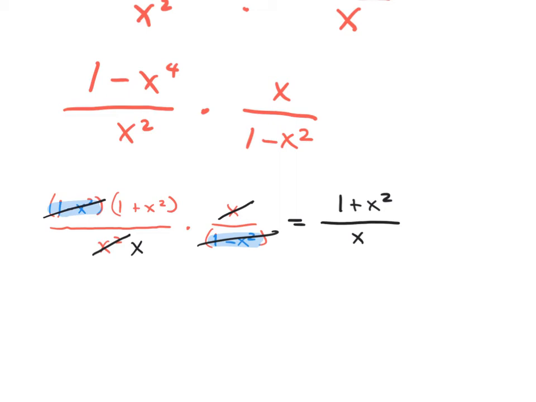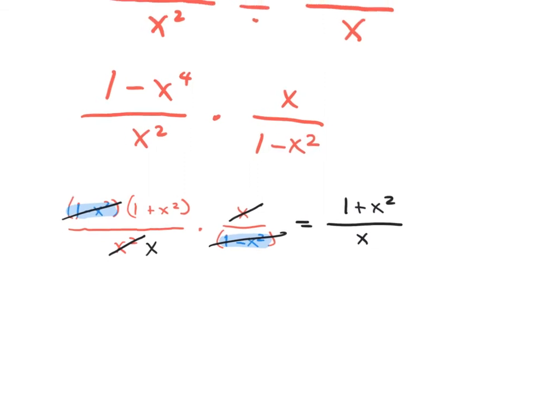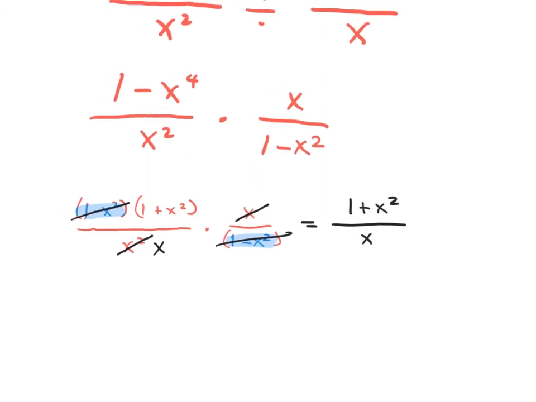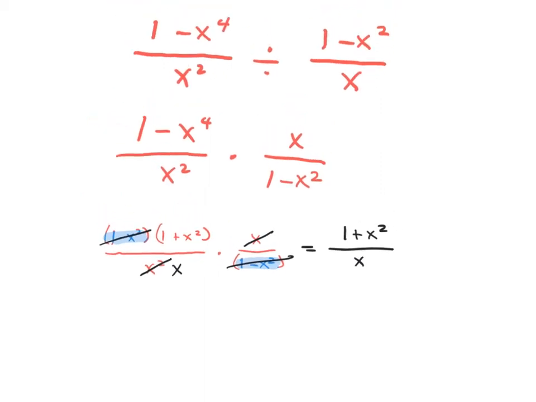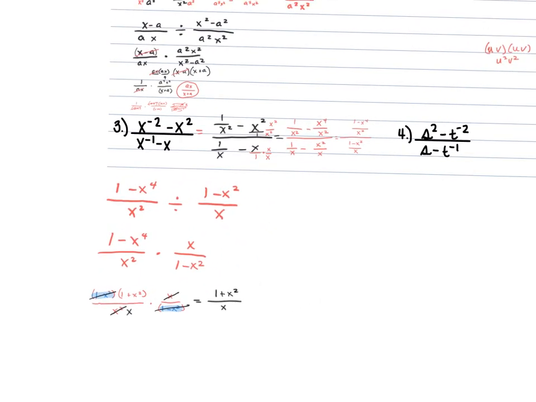In the top, you would do 1 minus x and 1 plus x, because you still have the 2 as a component. Yeah, that's it. That's all we've got. There's nothing else to cancel out, so that's all we can do. Okay.